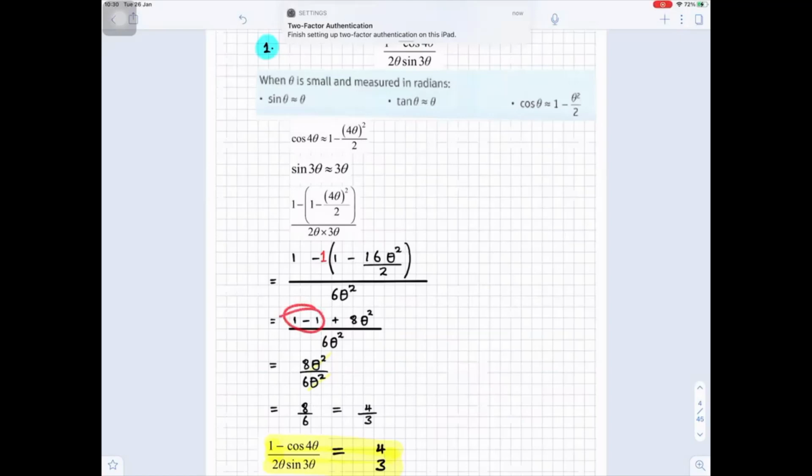1 minus 1 is 0. So it's 8 theta squared divided by 6 theta squared. The theta squared will cancel from the top and bottom. 8 divided by 6 is 4 over 3. So when theta is small and measured in radians, (1 minus cos 4 theta) over 2 theta sine 3 theta is equal to 4 divided by 3.